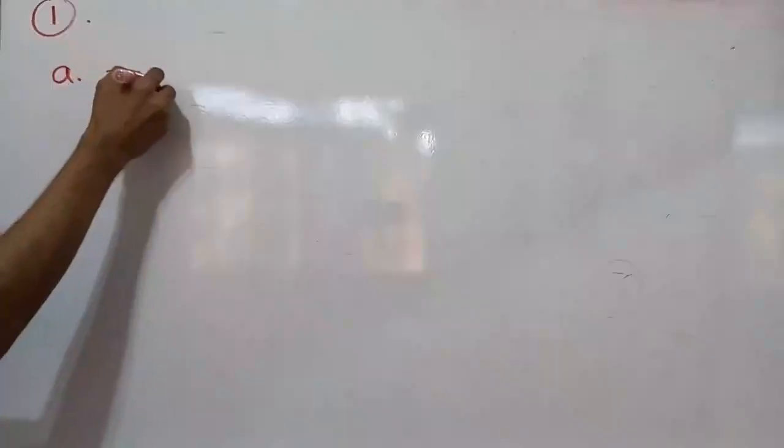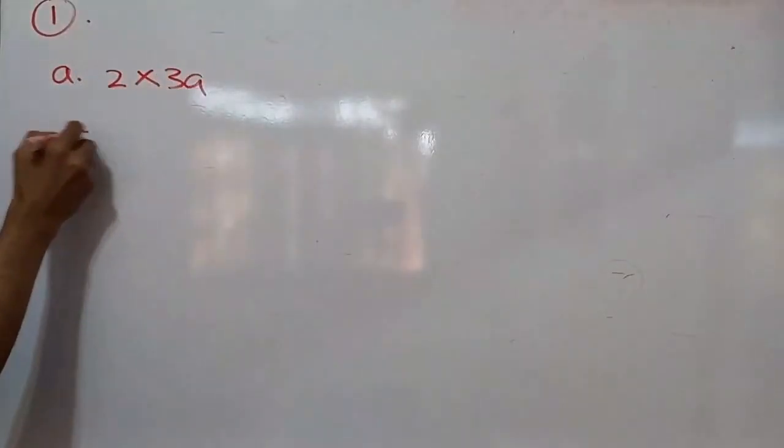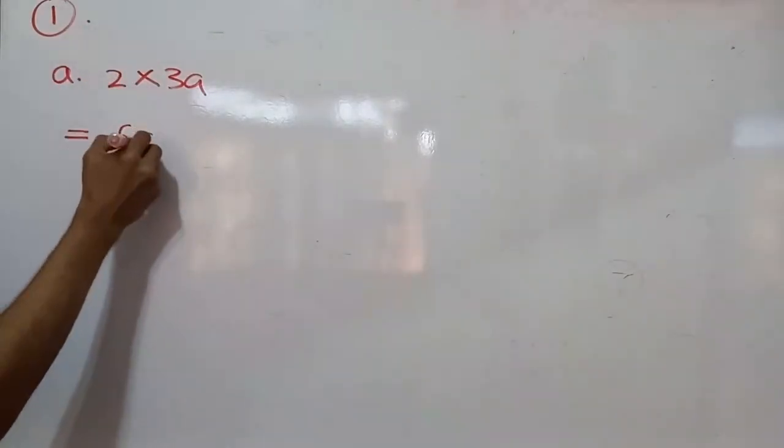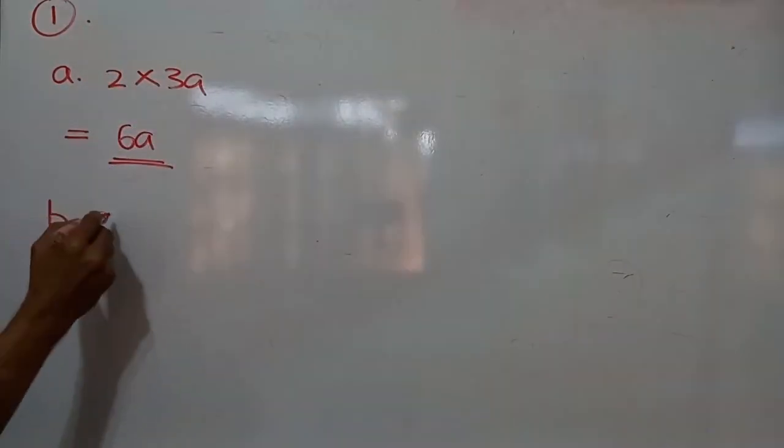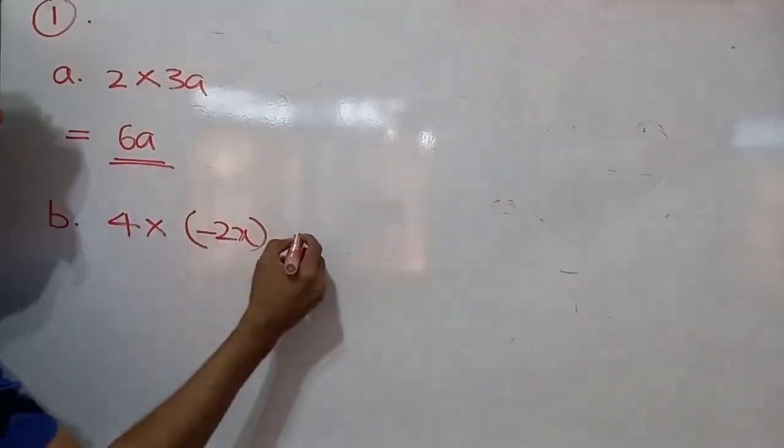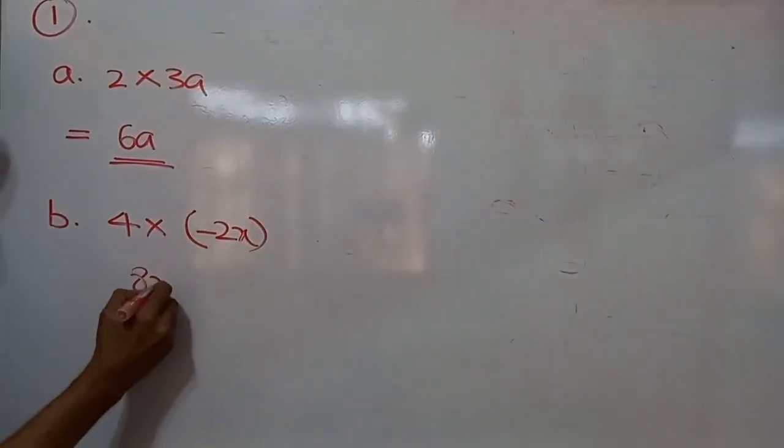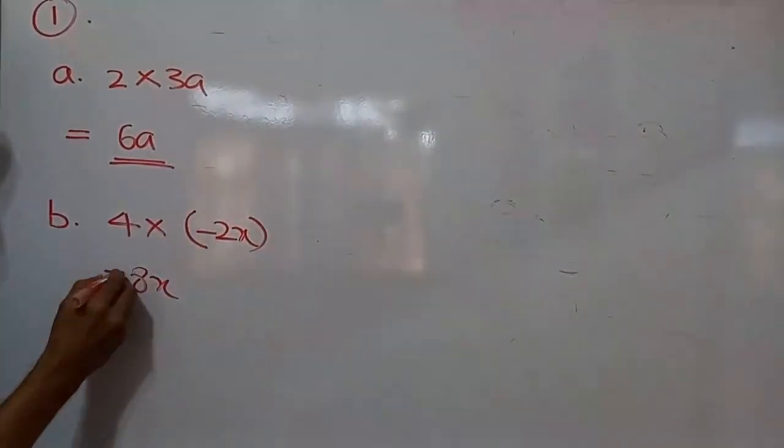Simplify the following algebraic expressions, right? 2 into 3a, that is 6a. So 4 times 2x, that is what? 8x. Positive into negative, that is negative.